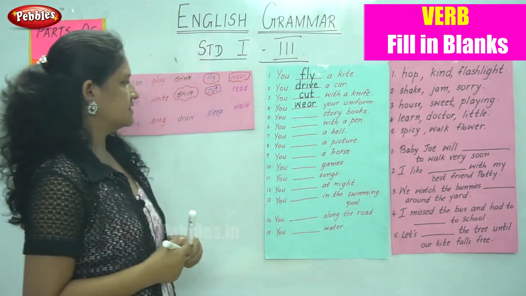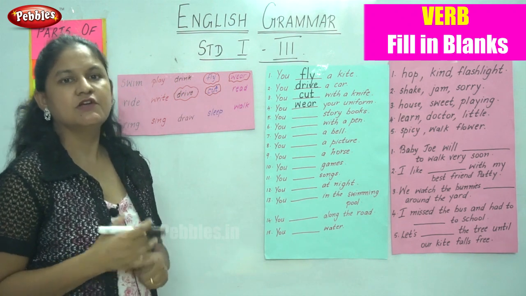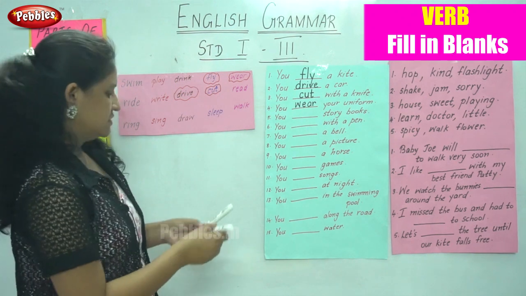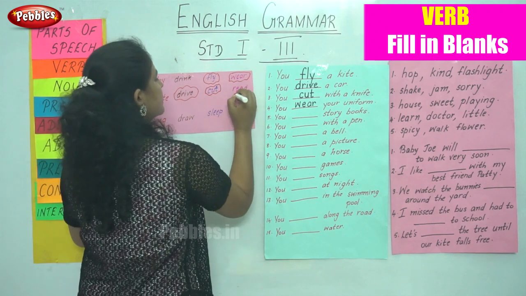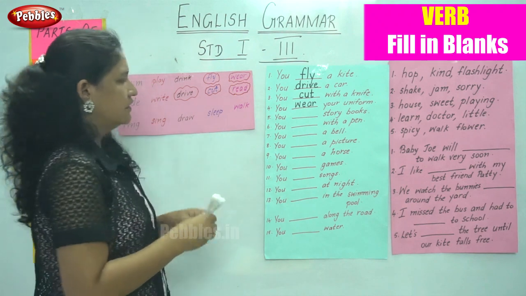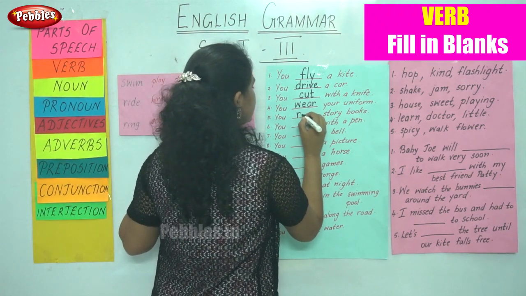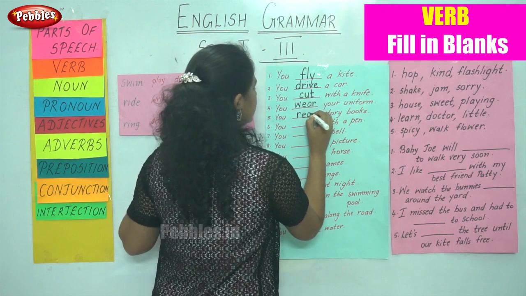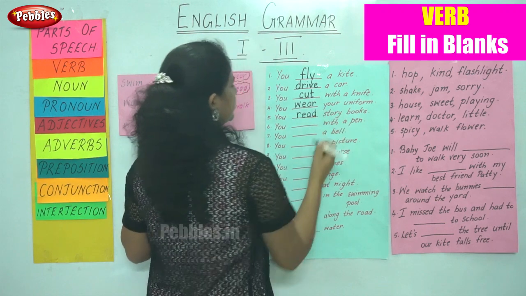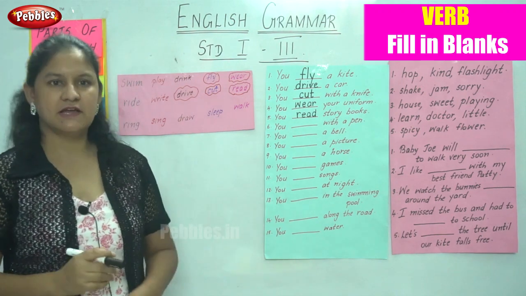In the next sentence, you dash storybooks. So what do you do with storybooks? You read storybooks. So we find the word read in the picture. So I'm going to write the word read. You read storybooks. Write the word read. So I hope you've understood what is being done.